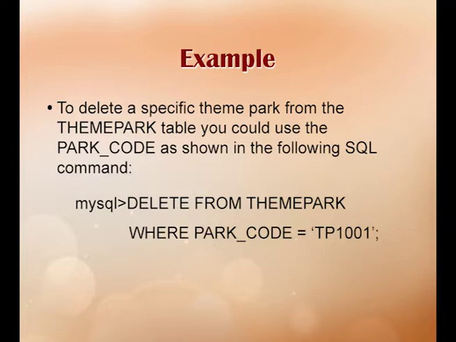Suppose you had populated the theme park table with various park codes, and you want to delete the record with park code TP1001, so the entire record will be lost. In order to delete that particular record, you have to use the command delete from theme park, which is the table name that I am selecting, where park_code is equal to TP1001. So, that entire record will be deleted.